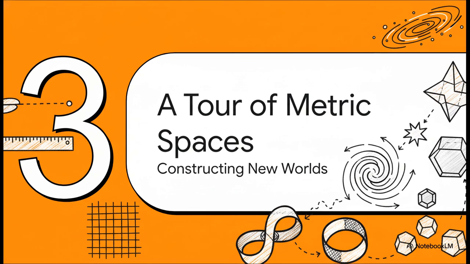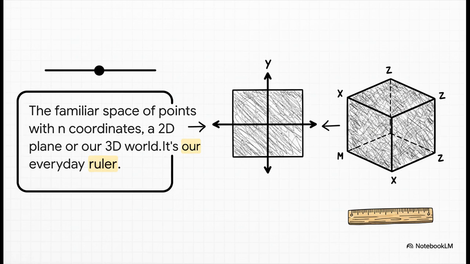Okay, so we've got our blueprint for distance. Now let's see what kind of worlds we can actually build with it. We'll start off somewhere familiar, and then, well, we're going to get a little weird. First stop on our tour is a place you probably know and love, Euclidean space. This is just the world we learned about in geometry class. Points on a plane, points in 3D space. But we can generalize it to any number of dimensions, which we call En.